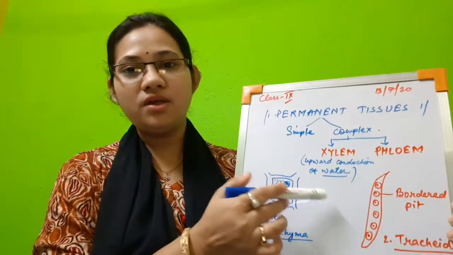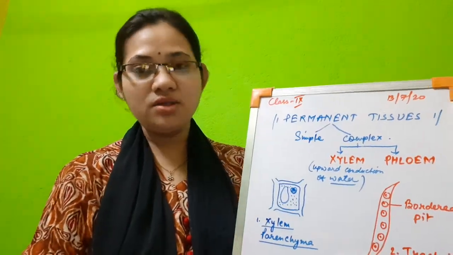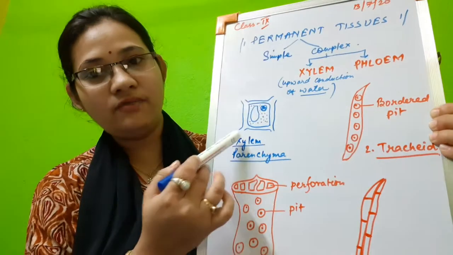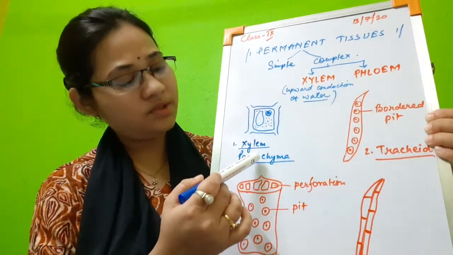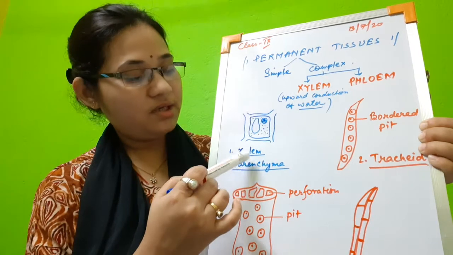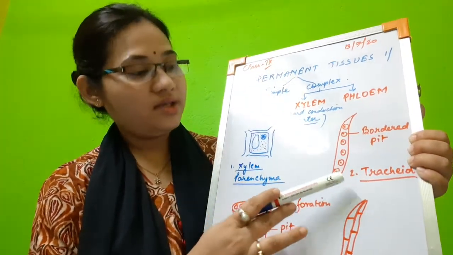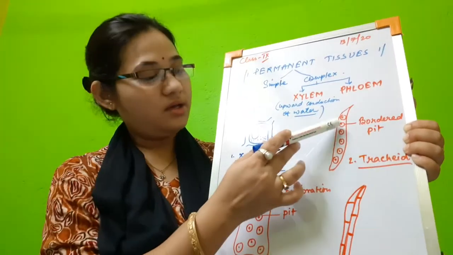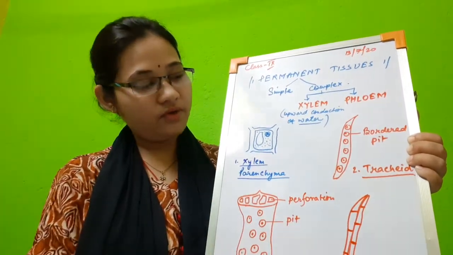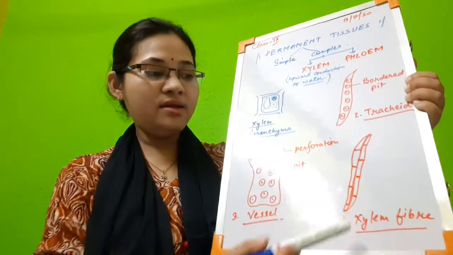So in today's video we have learned about the 4 elements of xylem. Their functions I have written in the summary. You will go through the functions of them. Like I just now said, xylem parenchyma is living in nature, so it helps in radial conduction of water, but its more important function is storage as well as photosynthesis. Whereas tracheids and vessels help in maximum conduction of water through their bordered pits, and xylem fiber gives mechanical support or mechanical strength to the plants.